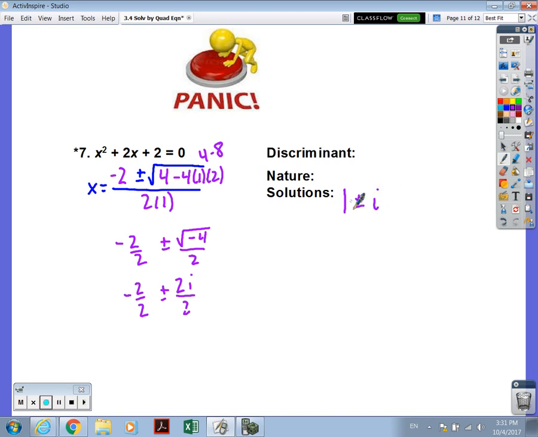Now, that has an i in it, so think about what you know. It means because the discriminant was negative, my answer is imaginary. It should have i in it, and guess what? It does.